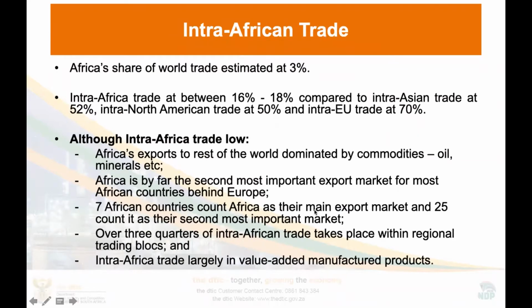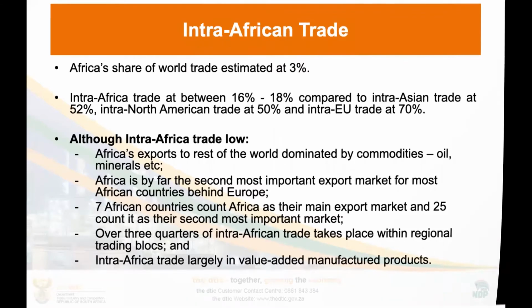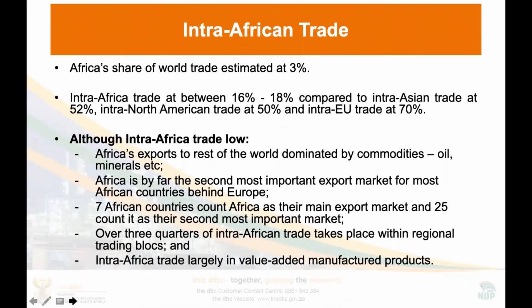If we go to the slide on intra-Africa trade, the reason we want intra-Africa trade is because the continent of Africa has a very low level of trade with the rest of the world. We account for just 3% of world trade. Intra-Africa trade accounts for 16 to 18% of trade amongst African countries, compared to Asia, which trades about 52%, North America 50%, and the EU trades 70% with each other. So there's very little trade amongst African countries. Therefore, we want to ensure that we do more trade amongst each other.